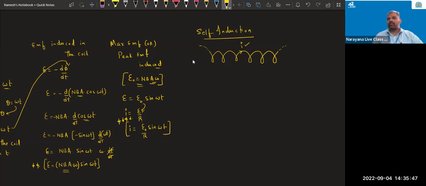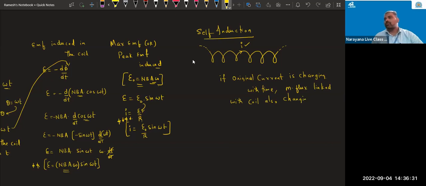As current is changing, you know, every current carrying solenoid acts like a bar magnet, no? So magnetic flux linked with the coil also changes with time. If original current is changing with time, automatically what will happen? Magnetic flux linked with the coil also changing. As magnetic flux associated with the coil is changing, induction takes place, EMF also induces.